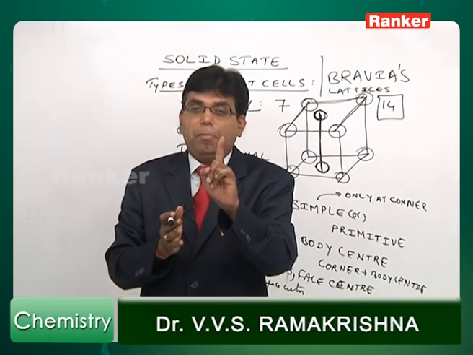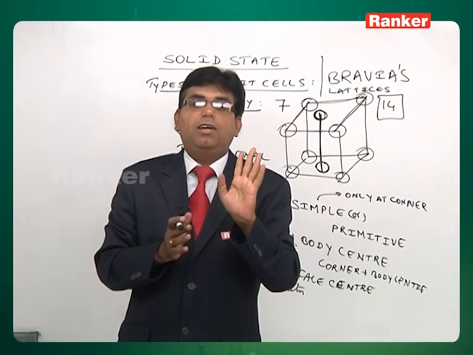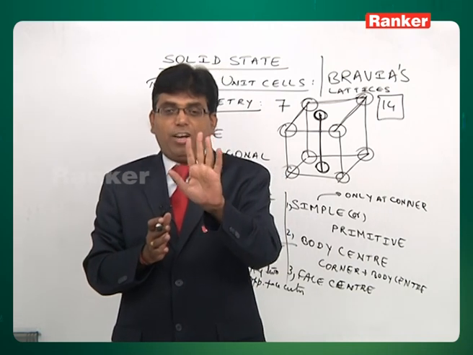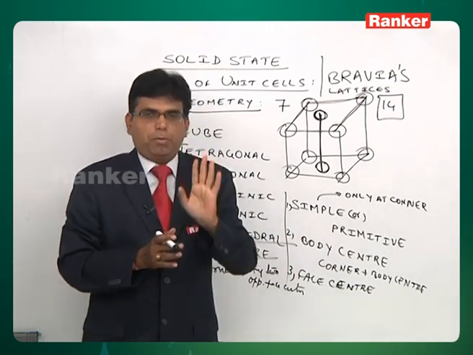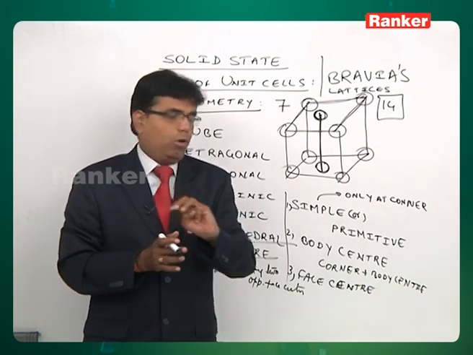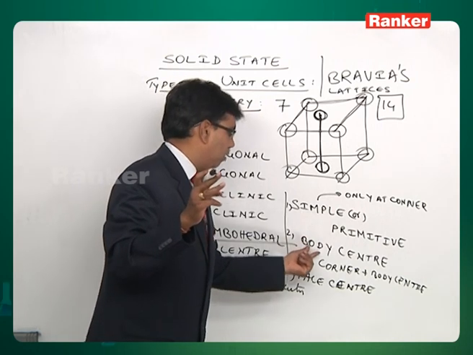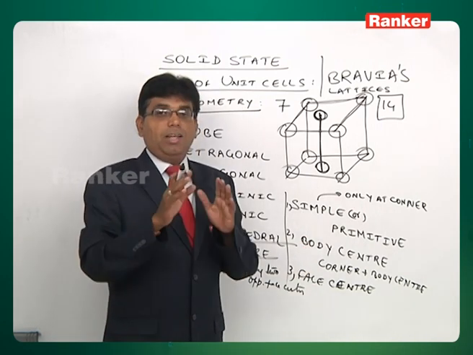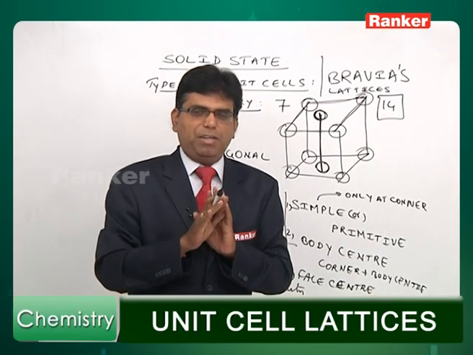But it does not mean that each crystal system, each geometry, will have 2 types of arrangements. It is not an average. In many cases, only the primitive is possible. But in the case of cubic, as I told, there are 3 types that are possible: simple, body centered, face centered. Like this, we will have 14 types of Bravais lattices.